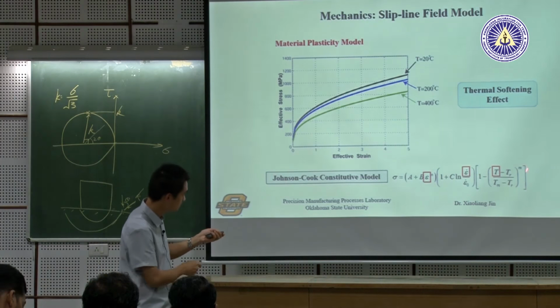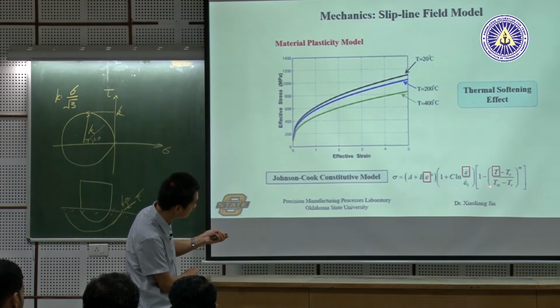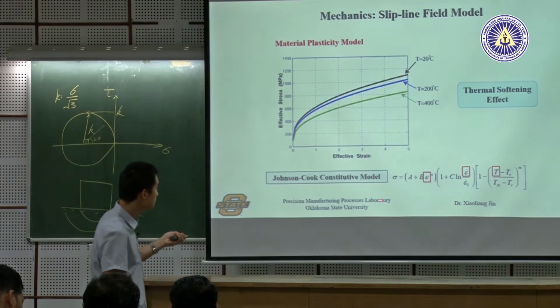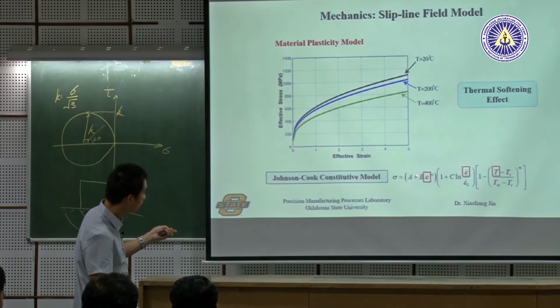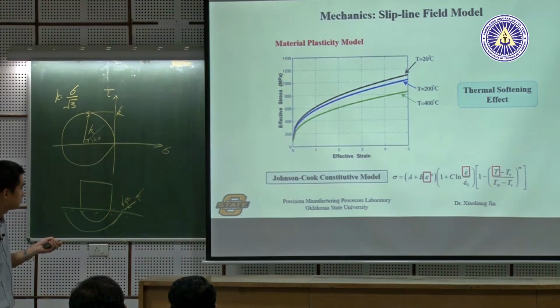Based on the experimental results, we calibrate all the coefficients A, B, C, and so on, where TM is the melting point and TR is the room temperature. But anyway, from that we are able to know all the coefficients. Then, for any strain rate and temperature, we are able to predict the stress. Okay, so that's the concept here.